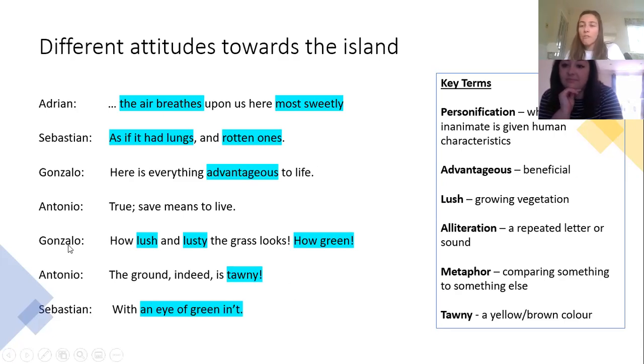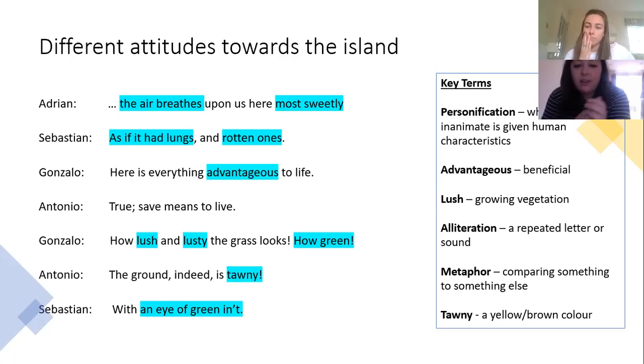Any other further ideas, Miss Pierce, there? I just think that it's been interesting how the island is used to demonstrate how the characters truly are. Like, it reveals their personality. So Gonzalo, he sees it as advantageous to life, so that means that he sees the positive in the situation, whereas the others, seeing it as brown, they're more pessimistic, they're more negative people.